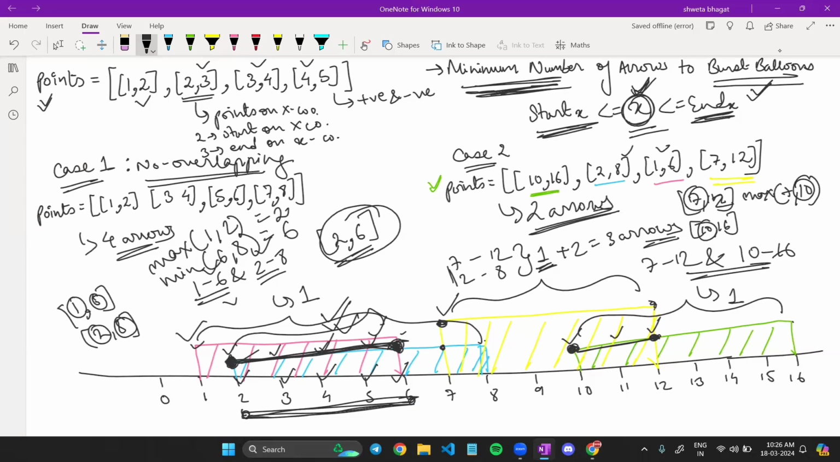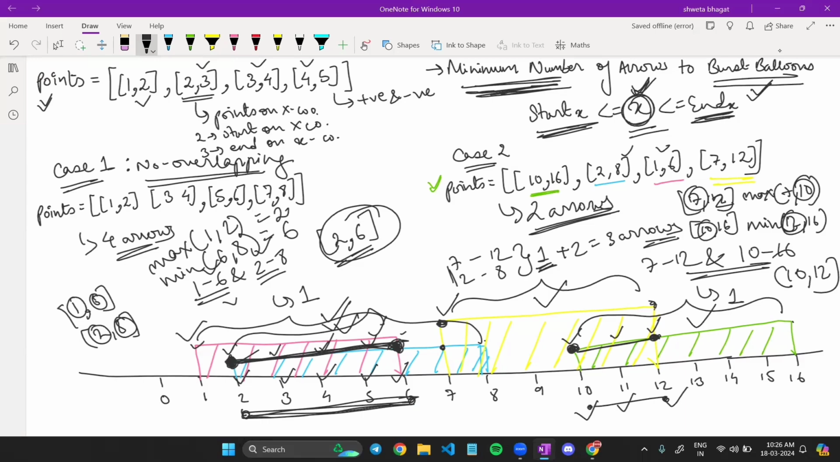And how are we going to find the end? We will find the end by finding the minimum of this 12 and 16. So what would be the minimum of 12 and 16? It would be 12. So what is the interval? The interval would be 10 to 12. And here we can see that it's from 10 to 12. So either we can shoot an arrow at 10 or at 11 or at 12, and we will be able to burst both of these balloons.